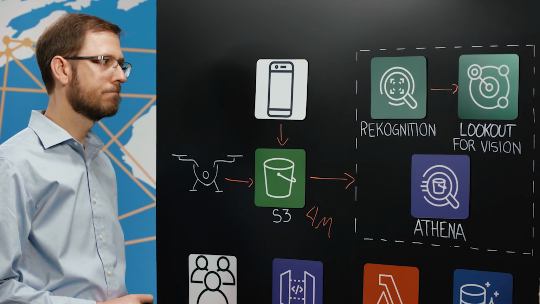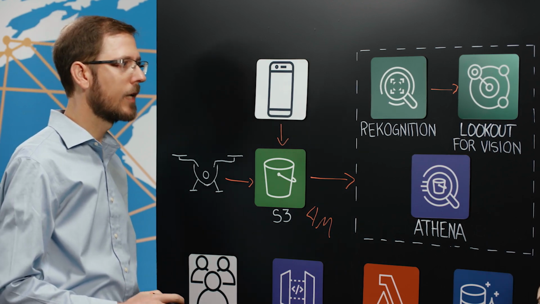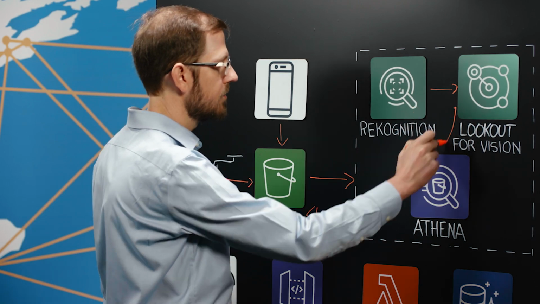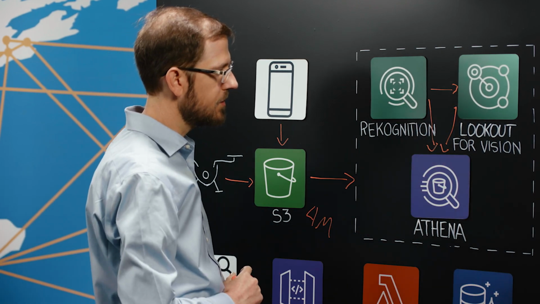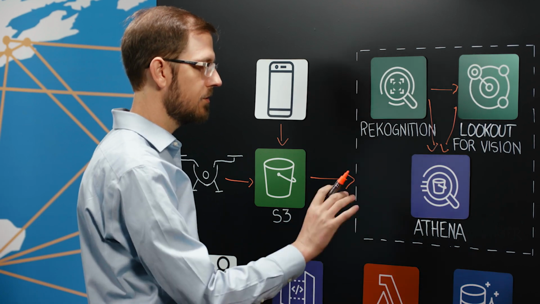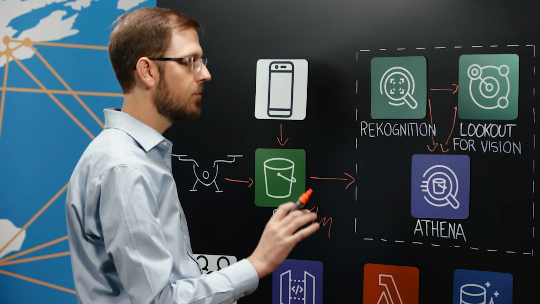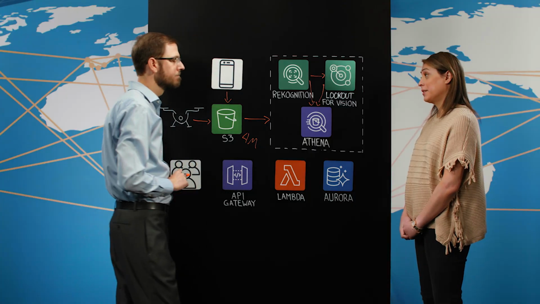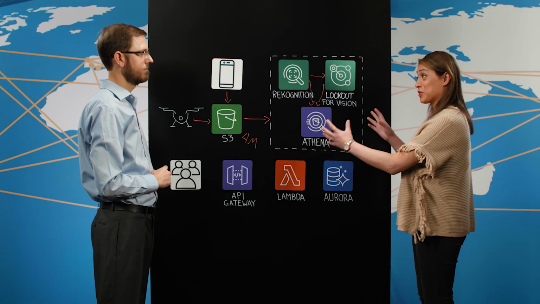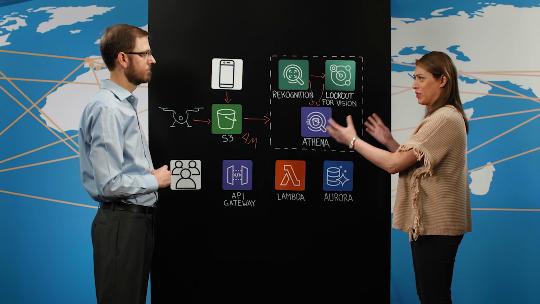Oh, interesting. And then where do you store this information? Yeah, so we write the results out to an S3 bucket from Rekognition and Lookout for Vision, and then we query those results using Athena and combine them with business rules to refine our predictions. Okay, so let's assume you have a false positive. And how do you address that?